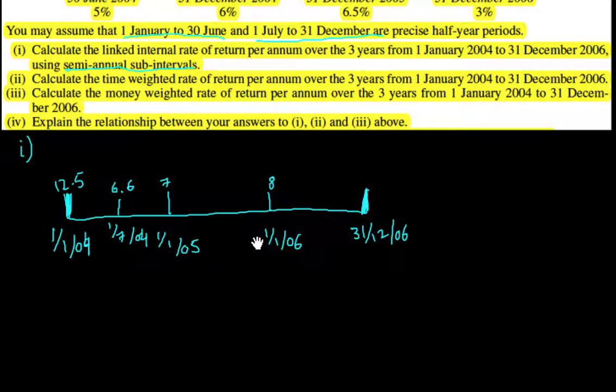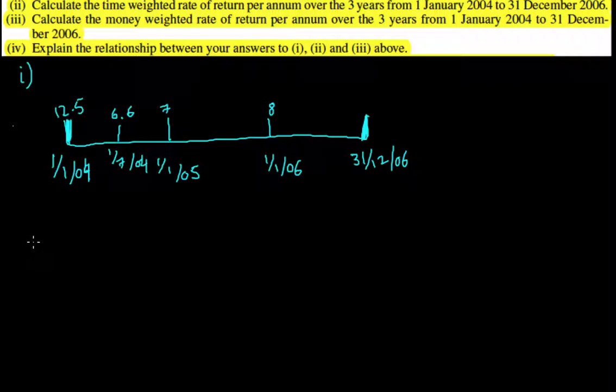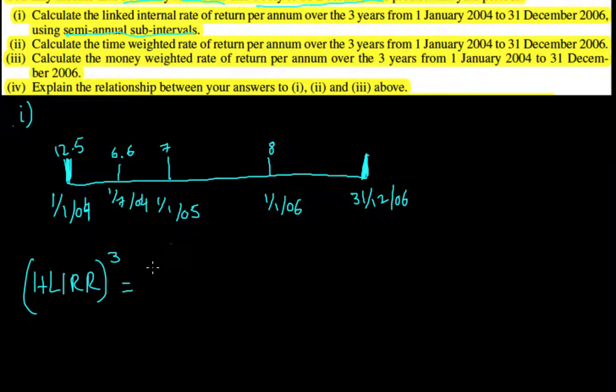So we're going to say 1 plus the linked internal rate of return, and that's going over 3 years because we're starting in 04, 05, 06, as in first until the end of 06, which is like the start of 07, so that's 3 years. And so now we're really going to be having 6 different interest rate bits over here, 1 plus i's.